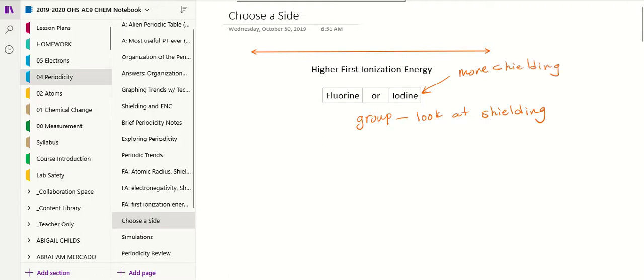So is the attraction between the nucleus and the valence electrons going to be more or less? Should be less. So less attraction to valence electrons. And if it has less attraction to valence electrons, will it take more or less energy to pull an electron off?